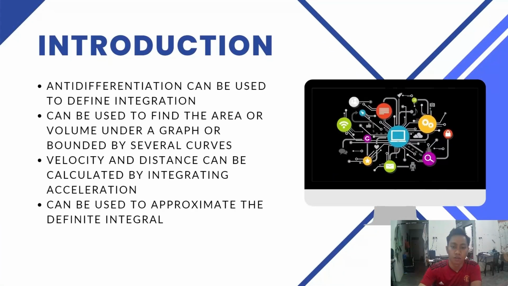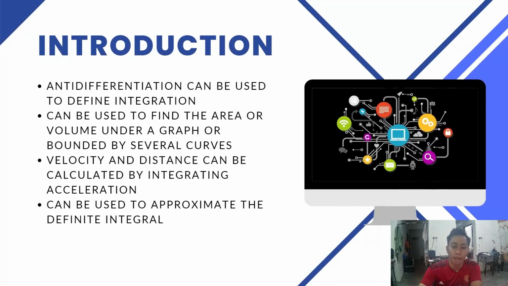So, for the introduction, anti-differentiation, also known as the inverse process of differentiation, is used to find the original function that was differentiated to produce a given derivative. By using integration, the area or volume under the graph or bounded by several curves can be calculated. This is known as definite integration.